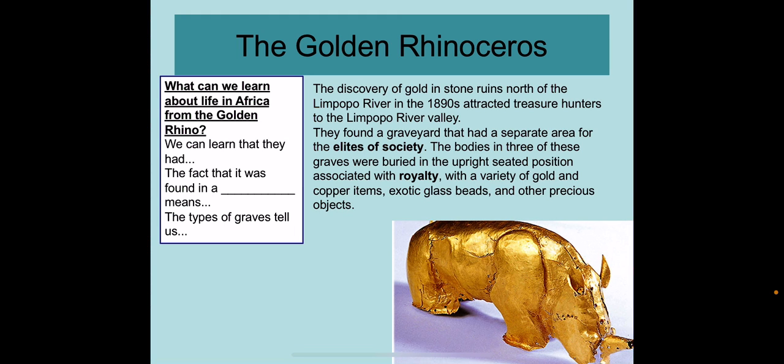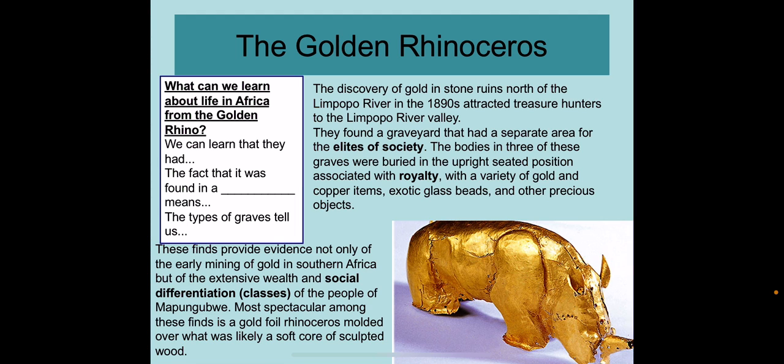So, the golden rhinoceros. The discovery of gold in stone ruins north of the Limpopo River in the 1890s attracted treasure hunters to the Limpopo River Valley. They found a graveyard that had a separate area for the elites of society. So that's the most important people in society had their own separate area of the graveyard. The bodies in 3 of these graves were built in the upright seated position associated with royalty, with a variety of gold and copper items, exotic glass beads and other objects.